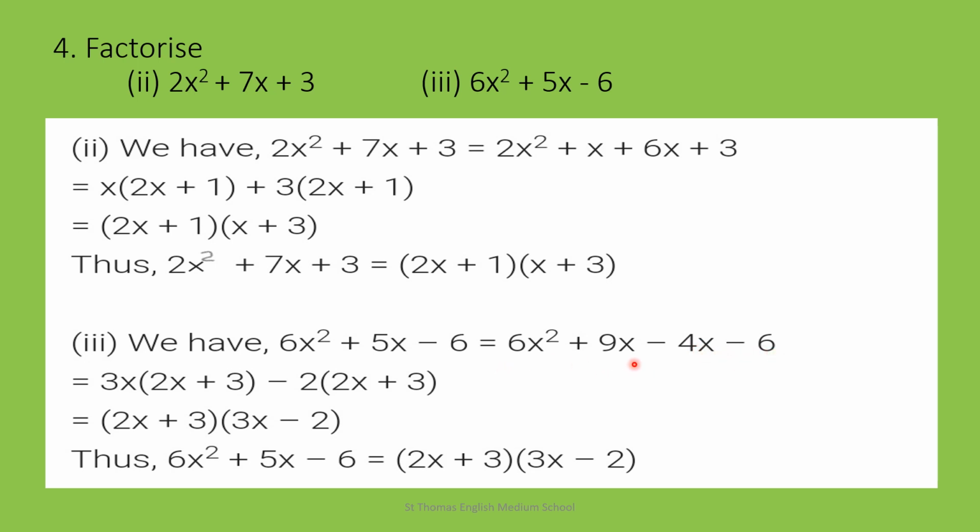From the first two terms, 3x is a common factor that you take it outside. You will have 3x multiplied by 2x plus 3 and from the last two terms minus 2 is common. So you take minus 2 multiplied by 2x plus 3. In both the terms 2x plus 3 is common. So take the common factor 2x plus 3 multiplied by 3x minus 2. So the factors of the polynomial 6x square plus 5x minus 6 equal to 2x plus 3 multiplied by 3x minus 2.